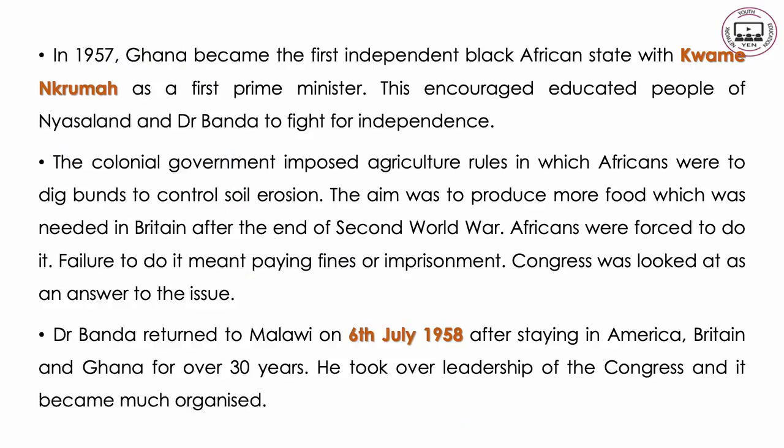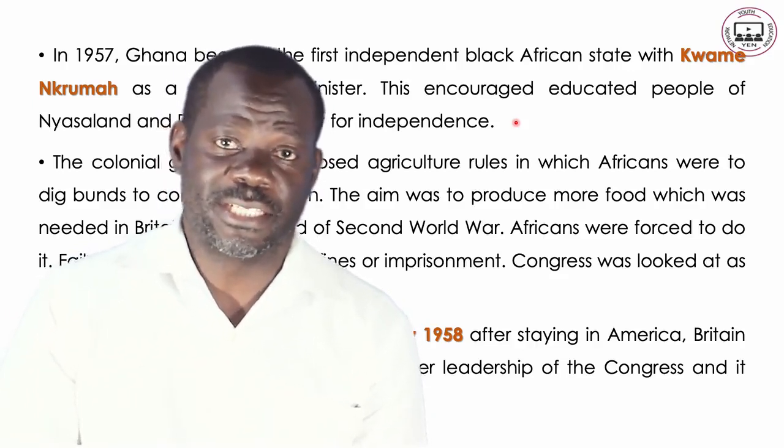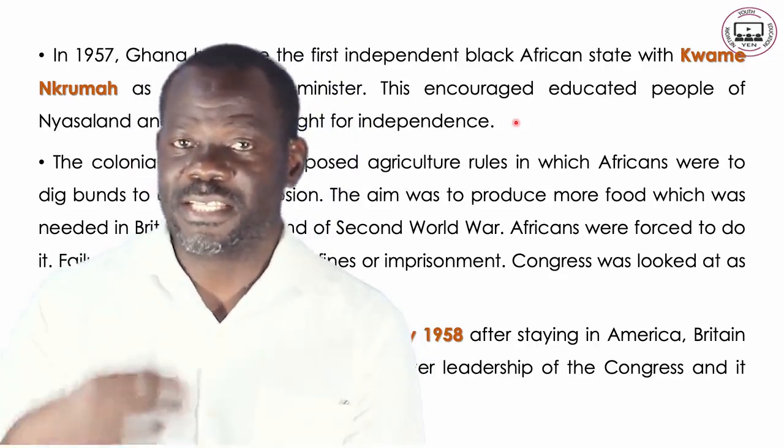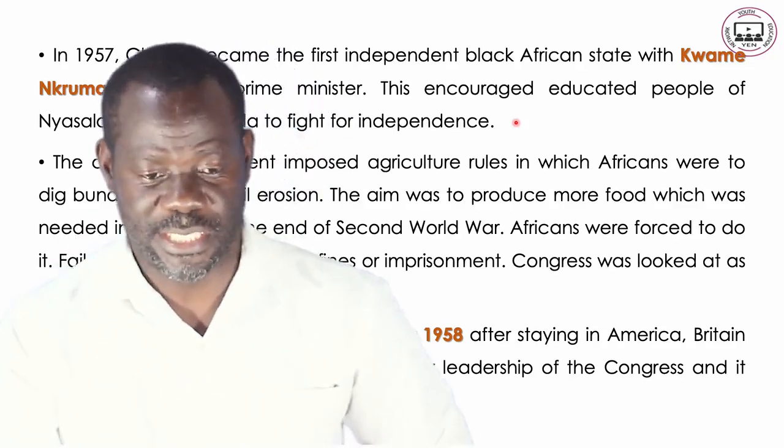Now, in 1957, Ghana became the first independent black African state with Kwame Nkrumah as the first prime minister. So this encouraged educated people in Nyasaland and Dr. Banda to fight for independence. So again, when the Africans in Malawi heard that in Ghana people had gained independence, then they started to get that courage to say, even us, we can be independent.